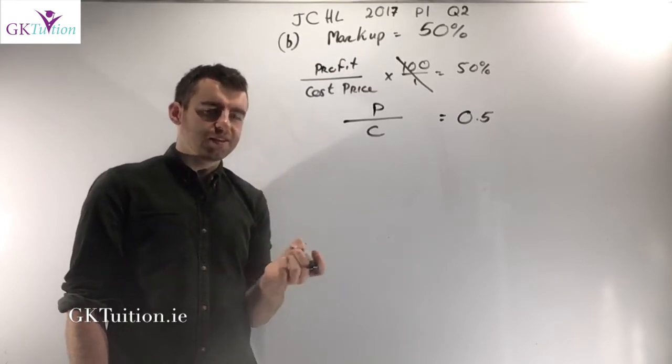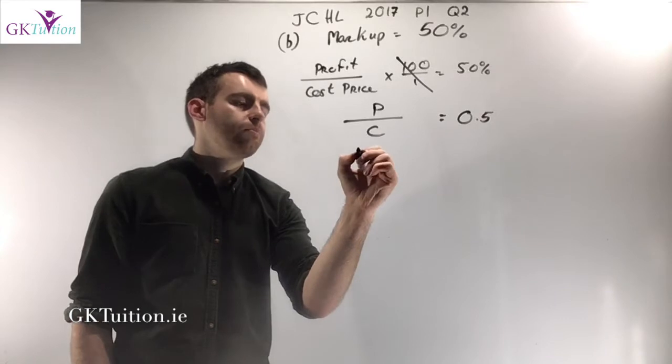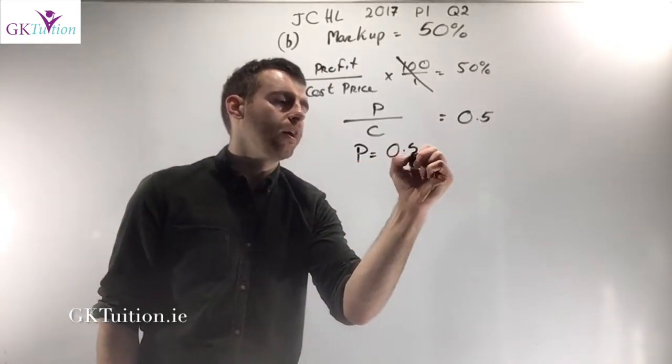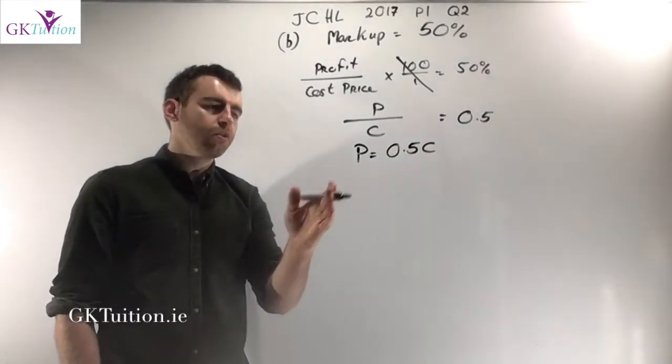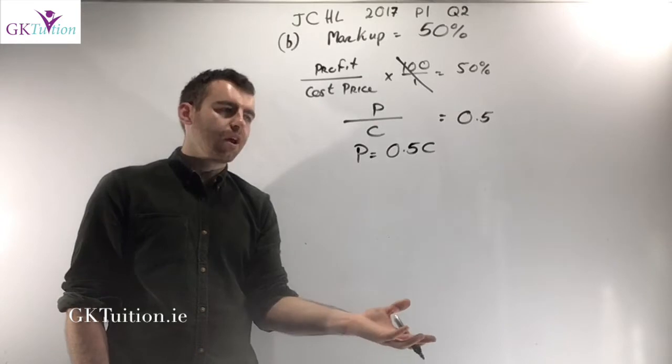If we're viewing this as an equation, what I would try and do now is eliminate my fraction. I can say that P, the profit for these runners, is equal to 0.5 times the cost price. In other words, the profit is half of the cost price. So just think about the logic in that.